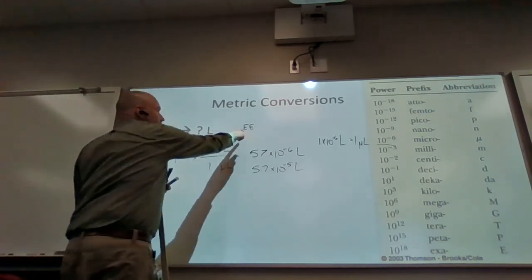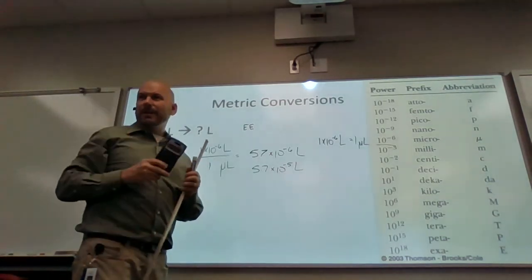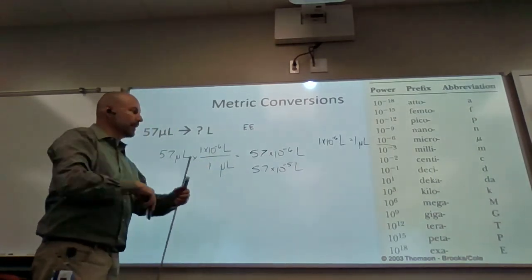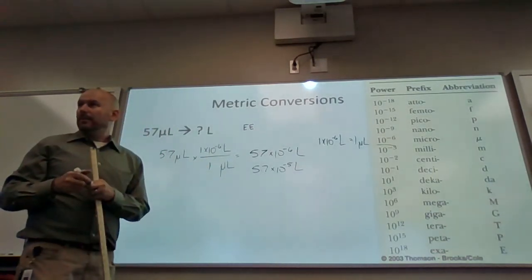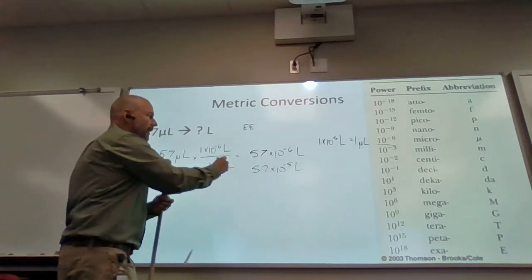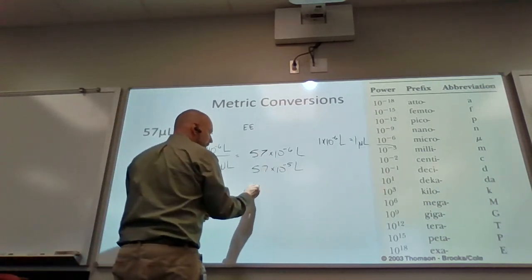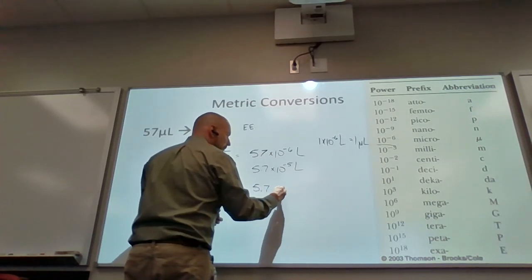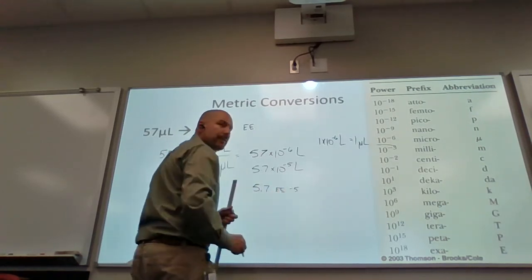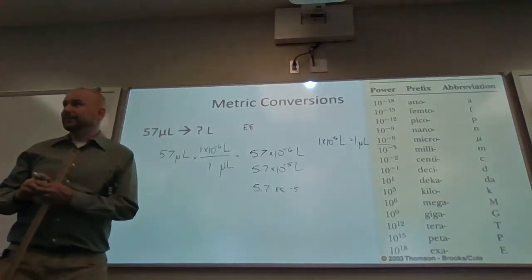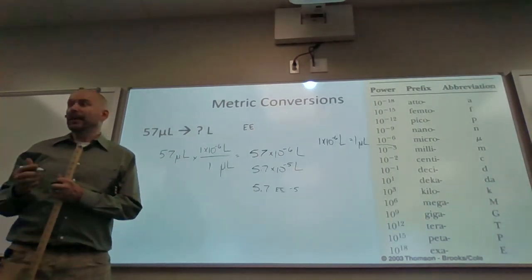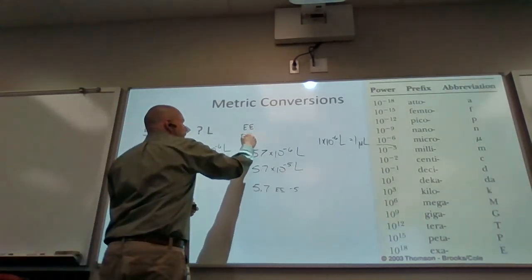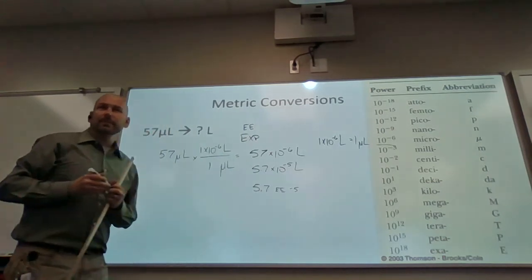The EE button for Texas Instrument takes care of times 10 to the, okay. If you're typing this into the calculator, you go 5.7 EE -5 would do that. That's just an efficient way to do that. On Casios, you're looking for the EXP button.